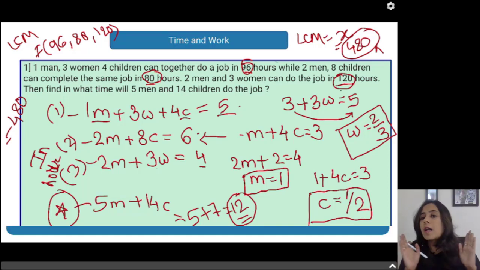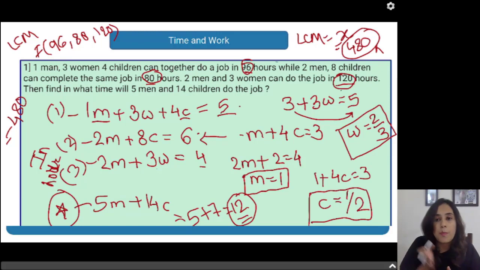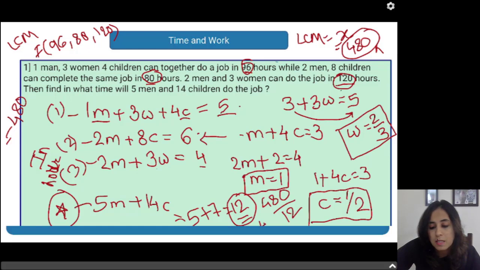So the answer here guys is not 12. Most of the people make this mistake. They point out the correct answer as 12. It is not 12. Now I have to divide 480 by 12 in order to get the correct answer. So when I divide 480 by 12, it comes out as 40. So the correct answer, guys, is that they are going to take 40 hours to do this particular job. So 5 men and 14 children are going to take 40 hours.